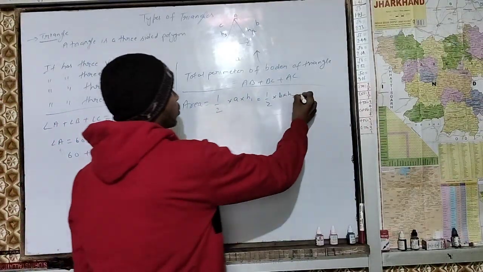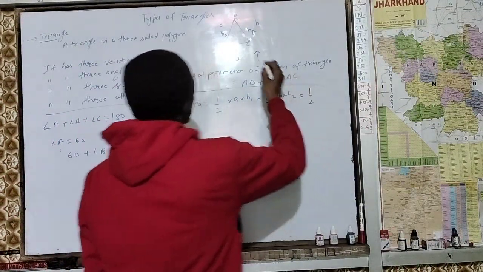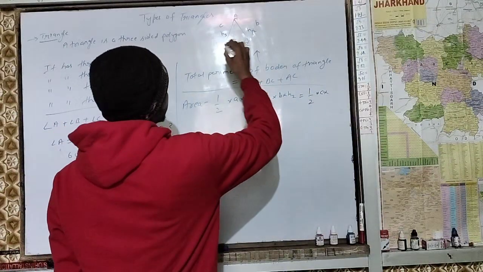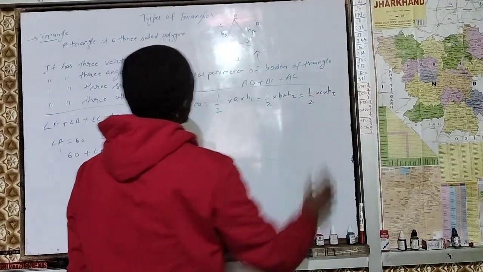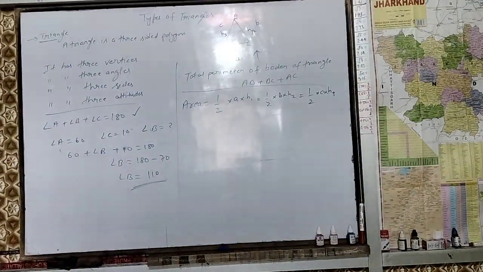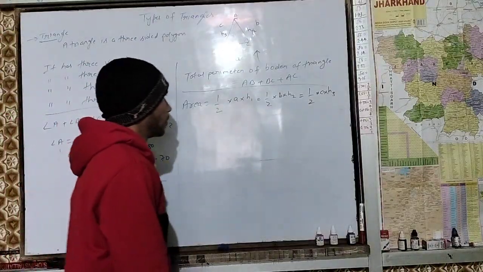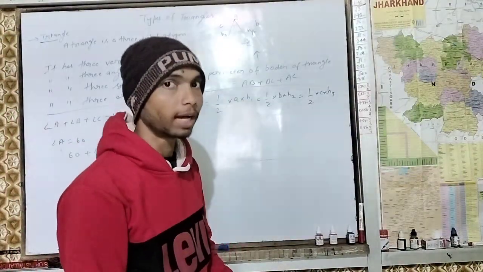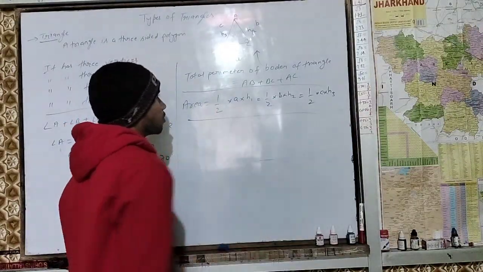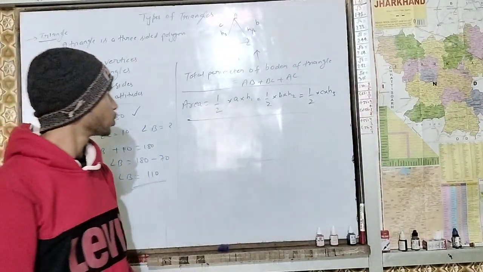This can be equal to 1 by 2. C is a base and H3 is a perpendicular to C. This was the formula to calculate the area of any given triangle, where the altitude and the base are given. Then you can use this formula. You will be able to use this formula.